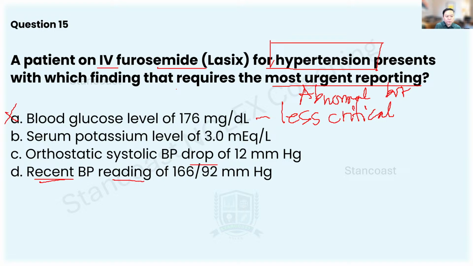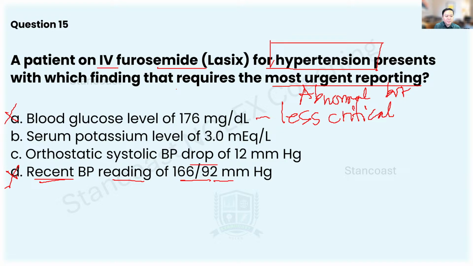Recent BP reading of 166/92. Is it critical? Not really. Your patient has hypertension, so it will not really call for immediate notification. They have hypertension. We are going to deal with that. It will require follow-up, but it's not going to require immediate reporting.